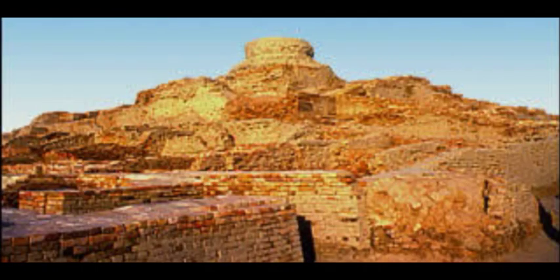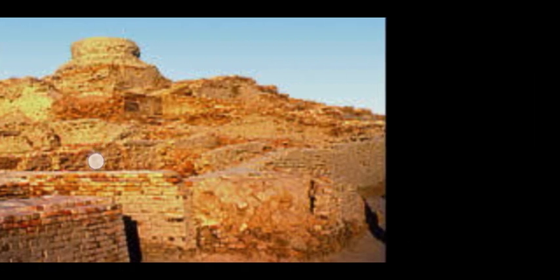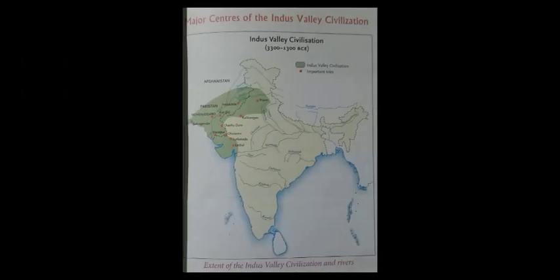These are the ruins of Indus Valley Civilization. Now, as you can see in the picture, the green color segment shows the major centers of the Indus Valley Civilization, from Balochistan to Jammu Kashmir to Uttar Pradesh, and on the southern side till Maharashtra. This is the extent of the Indus Valley Civilization.